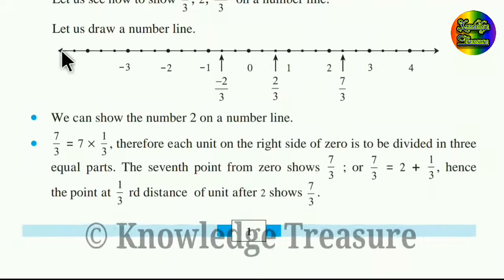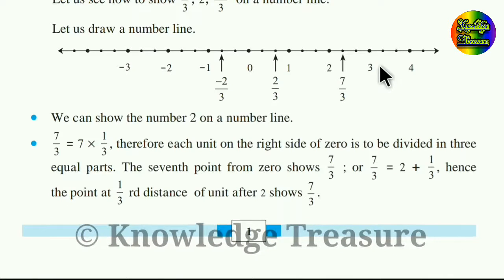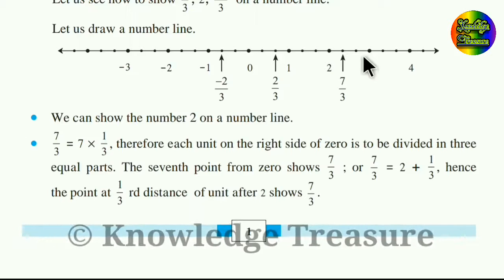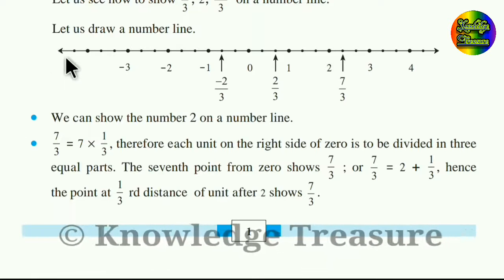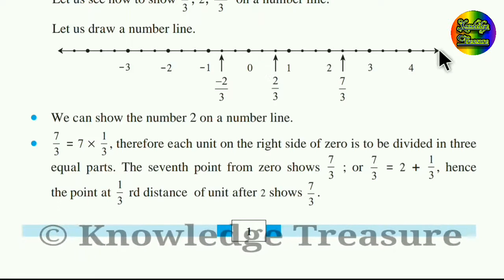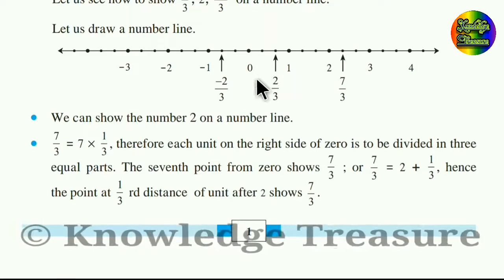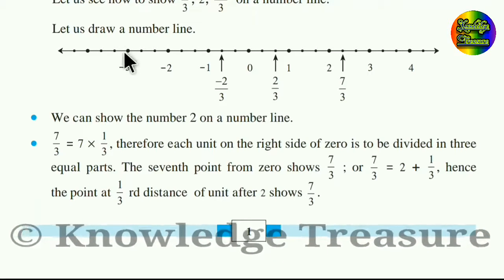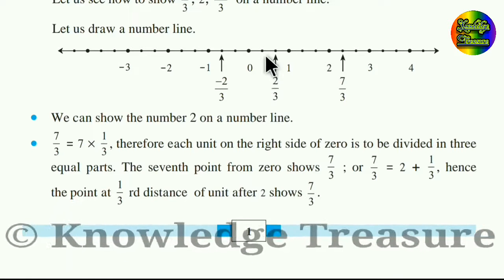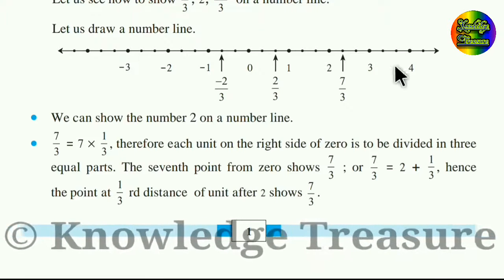First step is draw a number line. Draw a number line like this in your notebook using scale and pencil. Now, let us see what is the second step. Show the integers on this number line. We have already studied what are integers. Positive and negative numbers including 0 are known as integers. So, now let us start to show the integers on this number line.